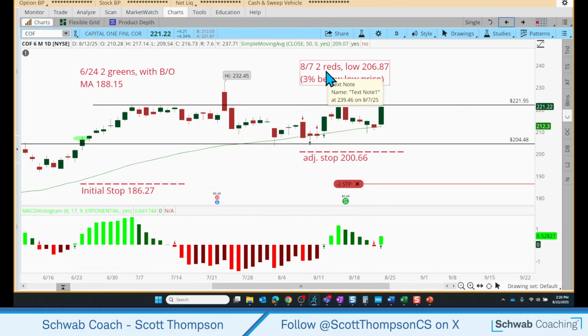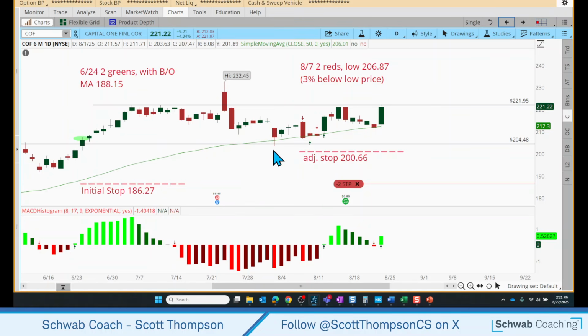We had 2 red arrows. The low price that day is 206.87, and the rule is to place the stop 3% below the low price on that day. So 206.87 times 0.97 ends up being $200.66.